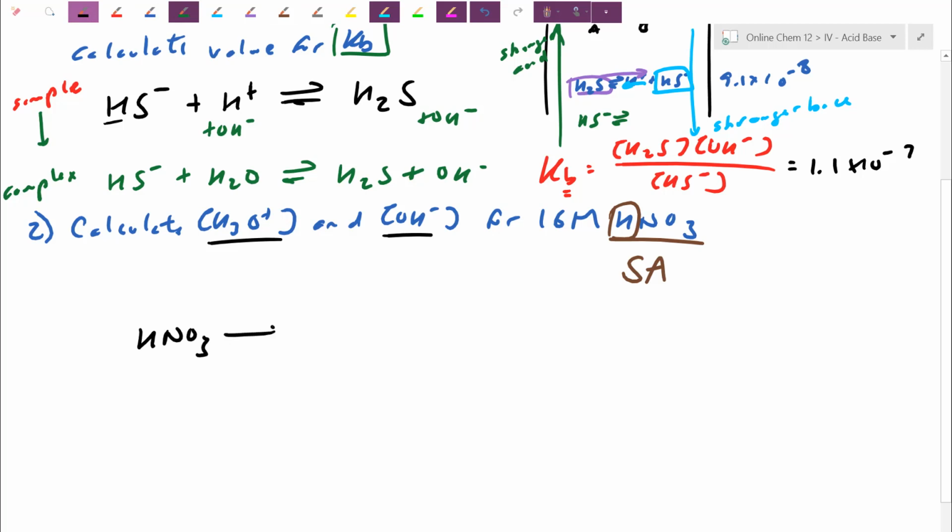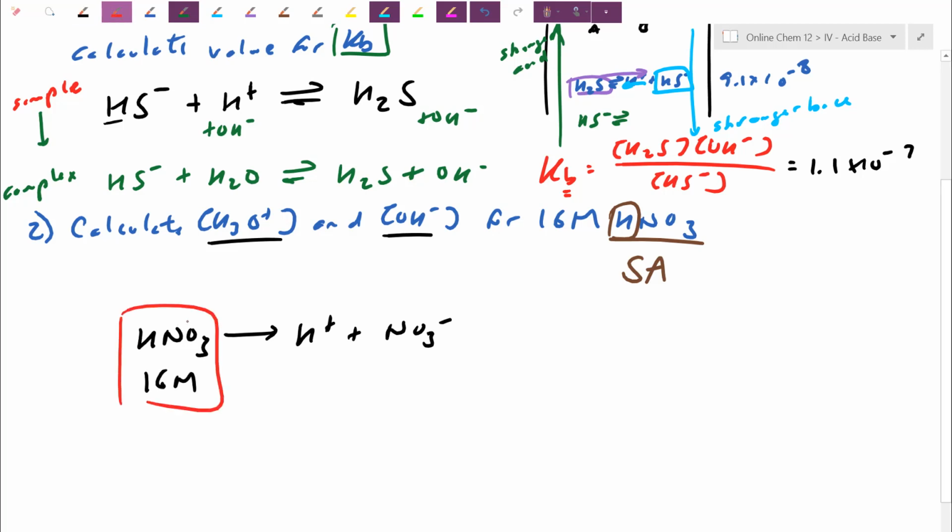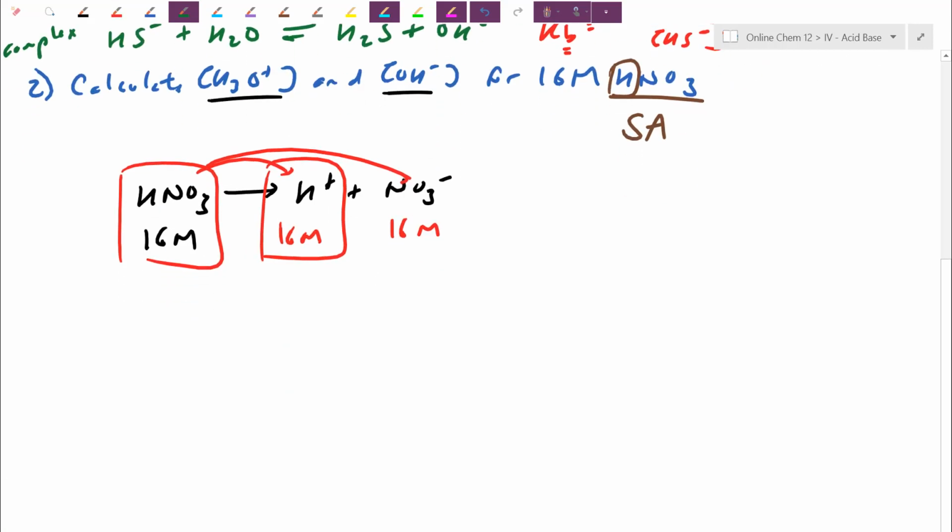Because I know HNO3 ionizes 100%, the math of this is going to be fairly easy. We have 16 molar of our nitric acid. Because I ionize 100%, this whole box breaks up to become 16 molar H plus, 16 molar NO3 minus. The NO3 minus is going to sit around being a spectator. I'm not worried of it. I already know that the hydronium, H3O plus, is the same as H plus. I now know that it's really, really acidic, 16 molar.